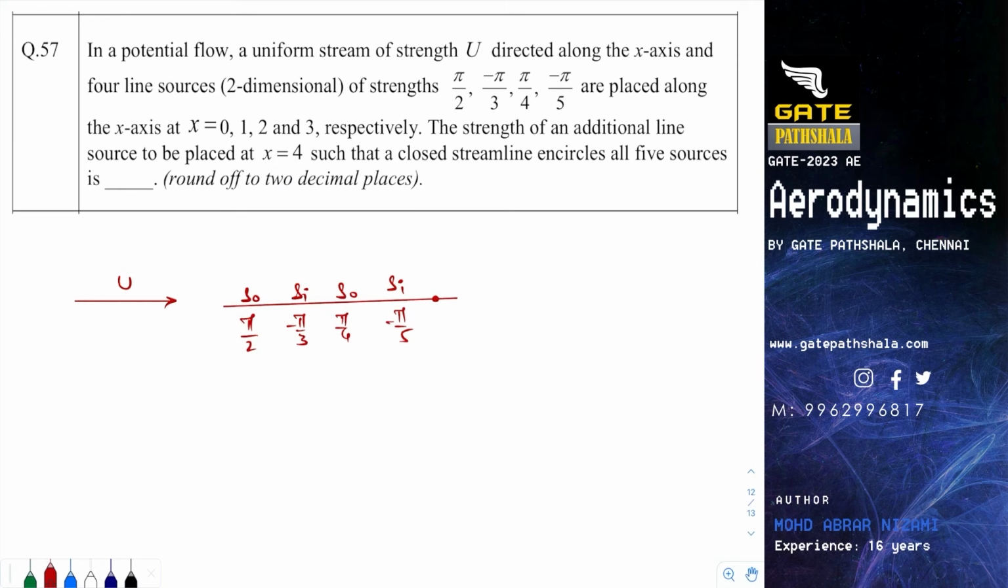By the method of superposition, the strengths can be added like this: pi by 2 minus pi by 3 plus pi by 4 minus pi by 5 plus the strength of the next line source must be equal to 0 to form a rigid body condition. So when you do that, you'll be getting m as minus 0.68, rounded off to 2 decimal places.